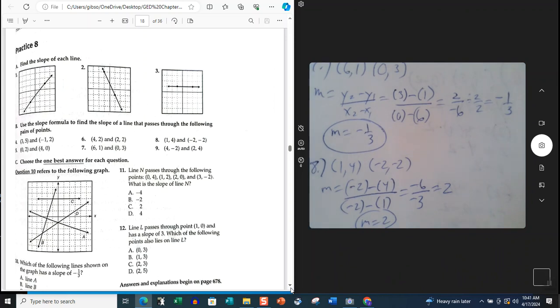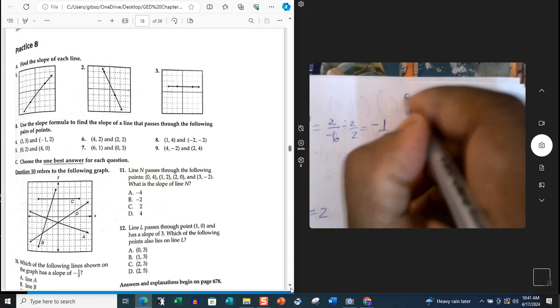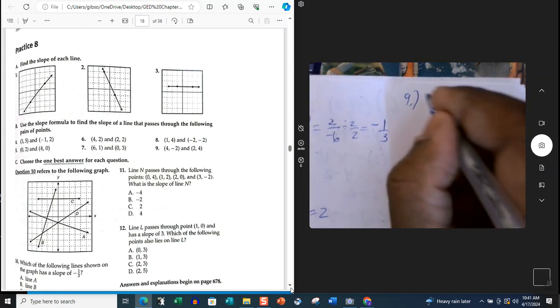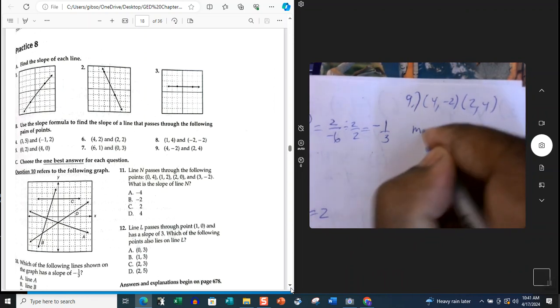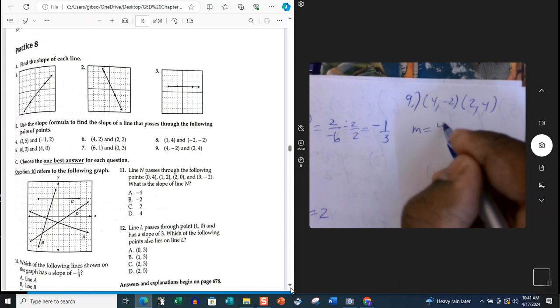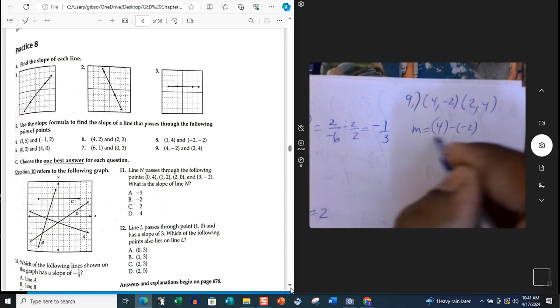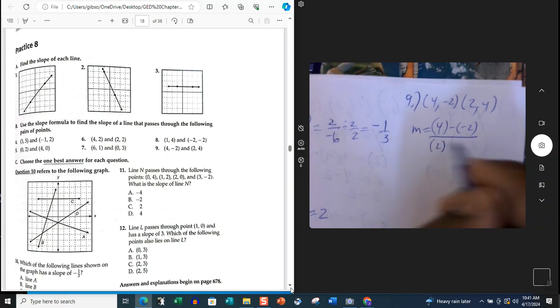All right, now we go back here to problem number 9. With problem number 9, we have (4, -2) and (2, 4). Let me scoot this over here. Problem number 9, we have (4, -2) and (2, 4). So we have our slope, y sub 2 is 4, minus y sub 1 is -2, all over x sub 2 is 2, minus x sub 1 is 4.